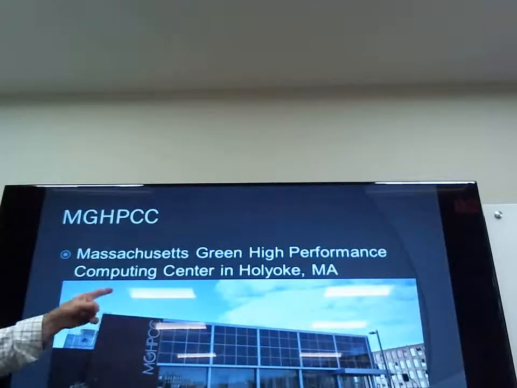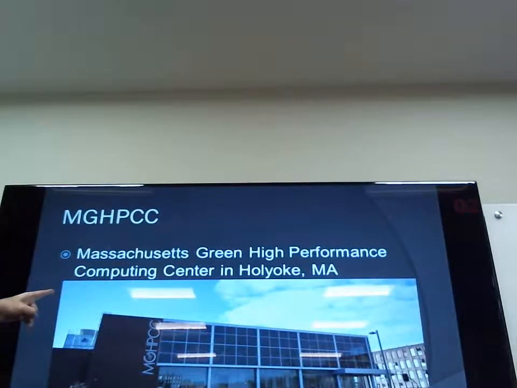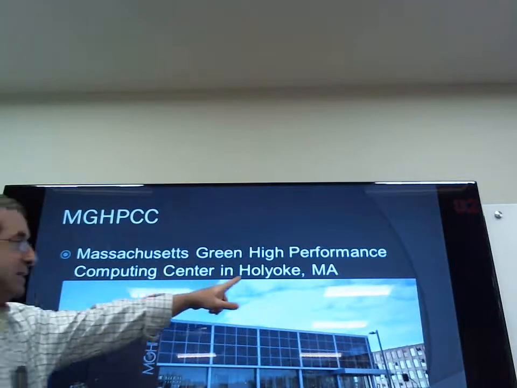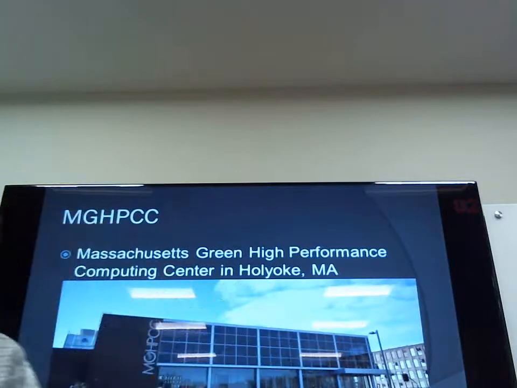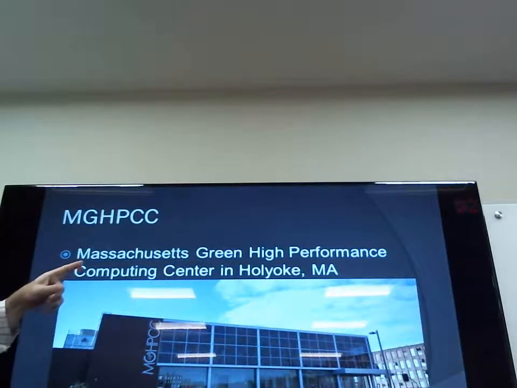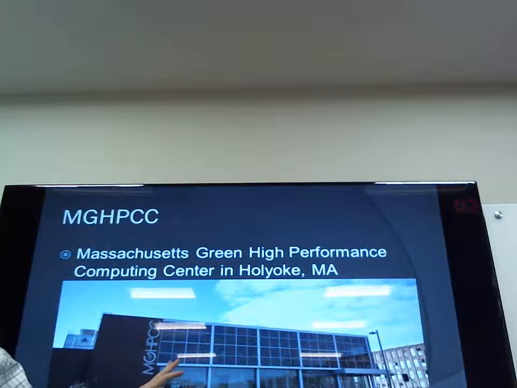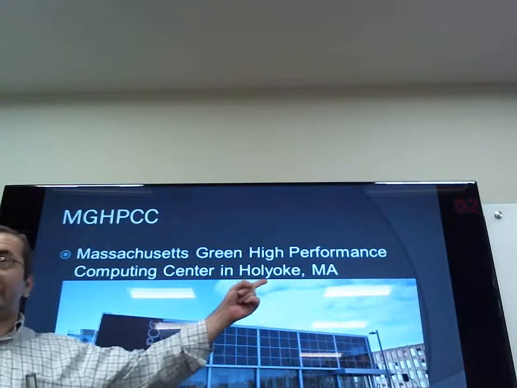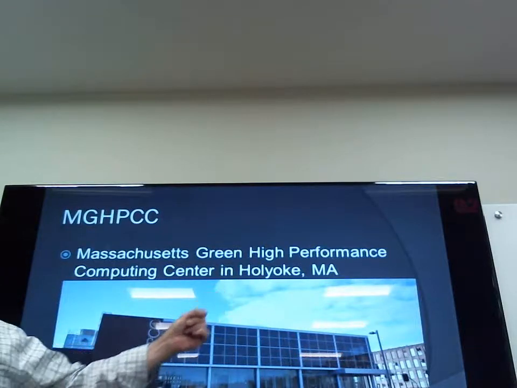So where's the discovery cluster? The discovery cluster is here in this building, okay? This building is in Holyoke, Massachusetts. It's called the Massachusetts Green High Performance Computing Center. It's a $100 million building. And the reason it's not on campus or elsewhere is because of cheap electricity.